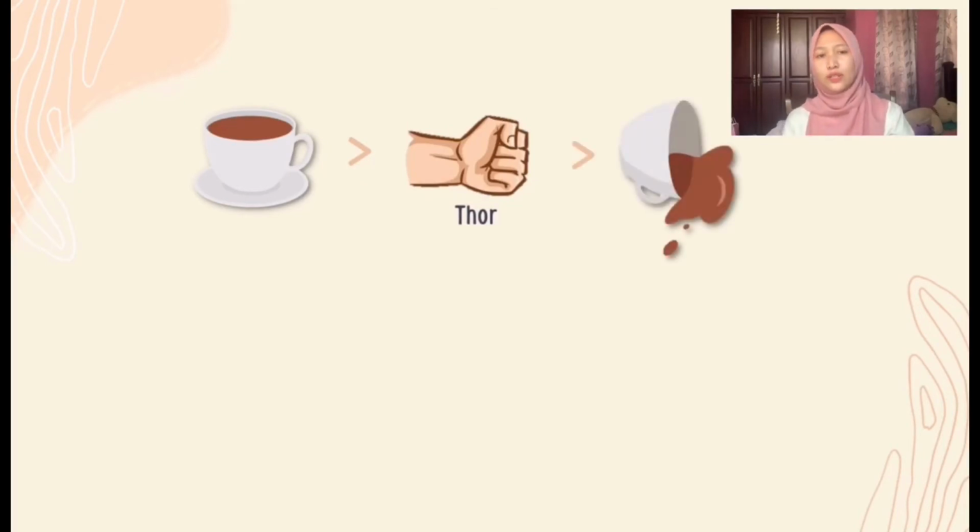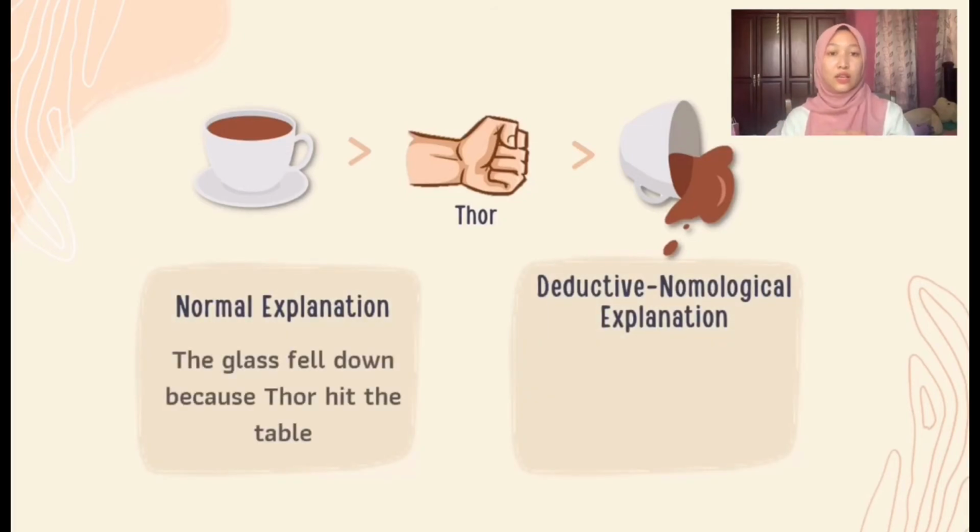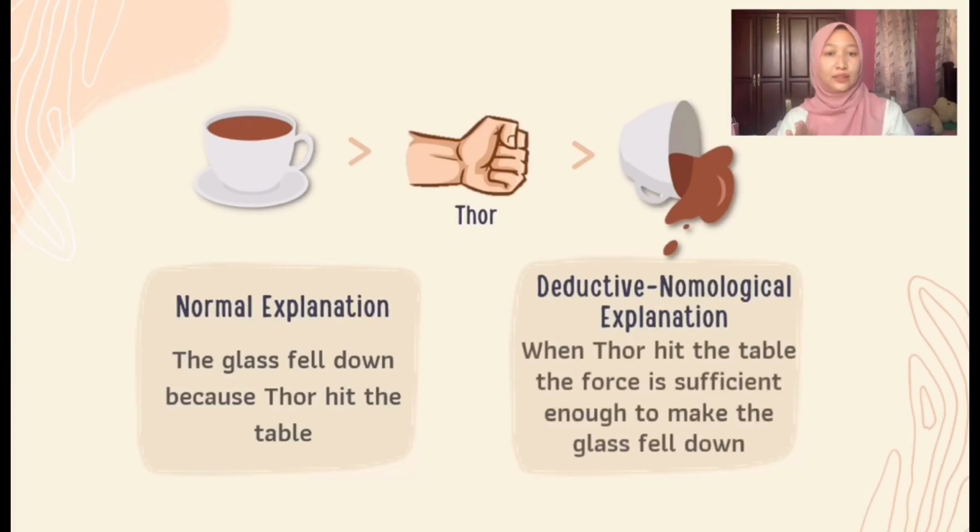So, when someone asks why the glass fell down, for an explanation in daily life, which is a normal explanation, we will say that the glass fell down because Thor hit the table. But for deductive nomological explanation, we will say when Thor hit the table, the force is sufficient enough to make the glass fall down. The word force is related to natural law. The explanation is logical. So, that is the difference between normal explanation and deductive nomological explanation.